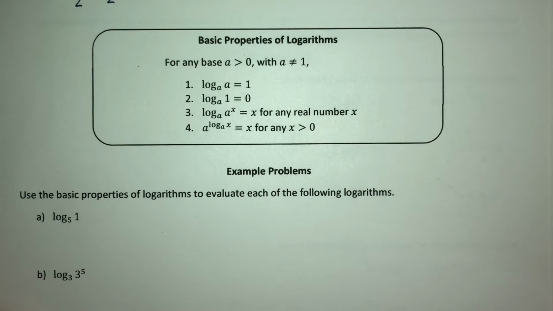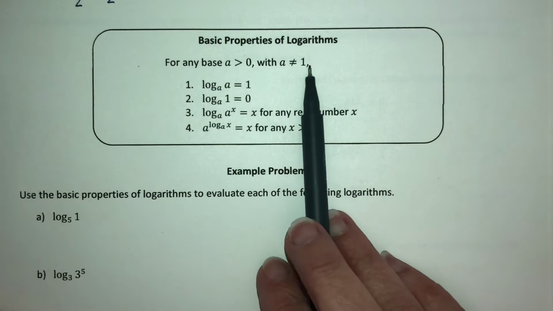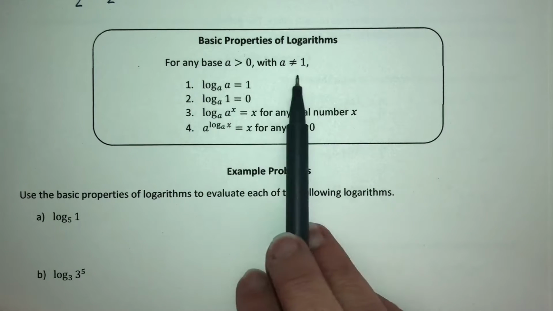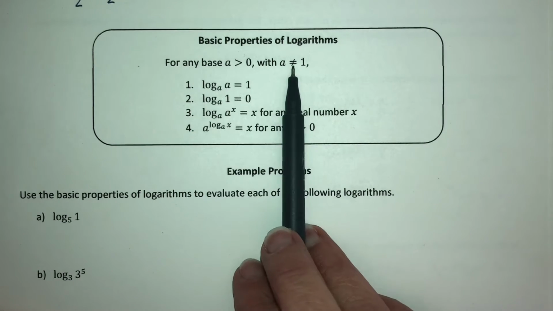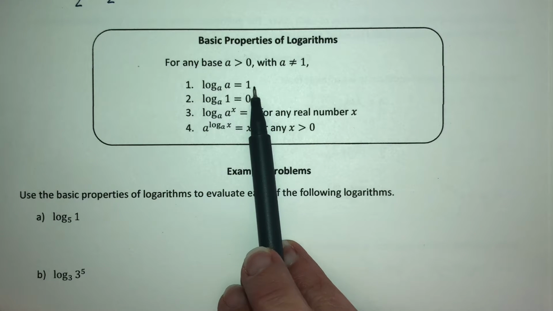This is part 2 of section 3.2. Now we have some basic properties of logarithms. For any base a that's larger than 0 and a is not equal to 1, those were requirements for any logarithm earlier, it was in the definition. Log base a of a is equal to 1.